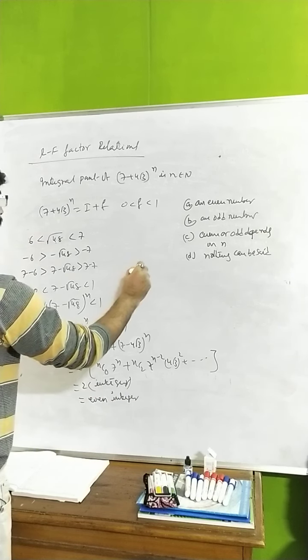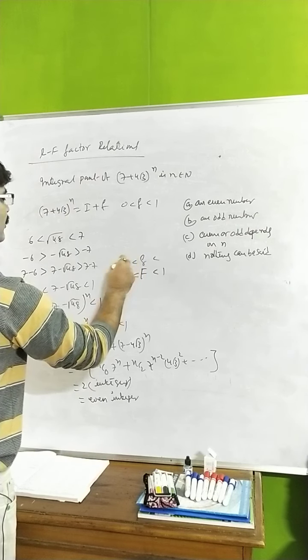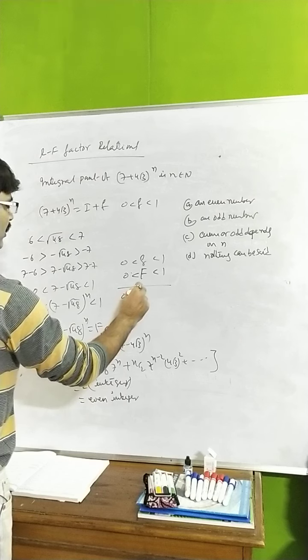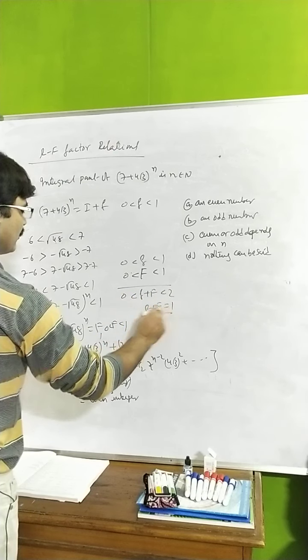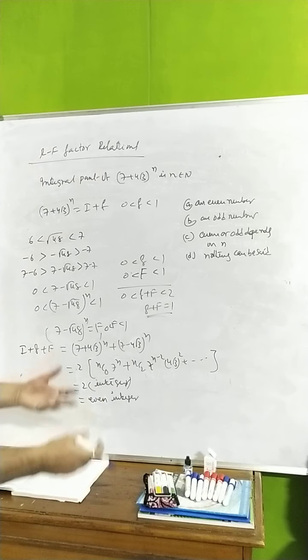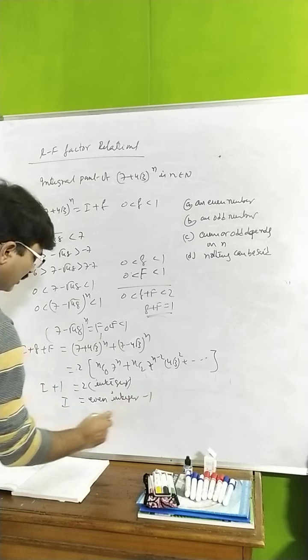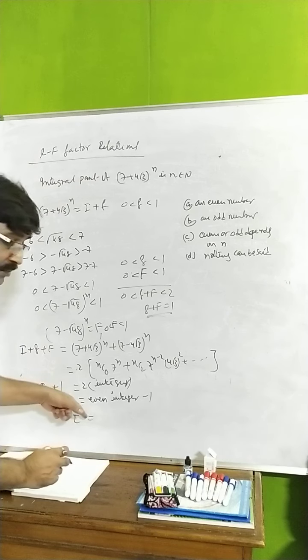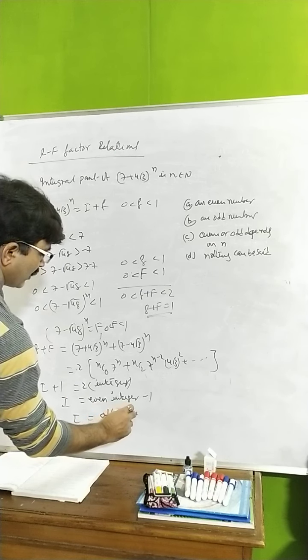But you see here small f and capital F both lie between 0 and 1. While adding here, f plus capital F is what, 2, the only integer which lies between this one is this. Integer plus fractional part cannot be an even integer plus integer, that means it should be integer. So I plus 1 it is. So I is equal to even integer minus 1, I means integral part. What is that? Odd integer.